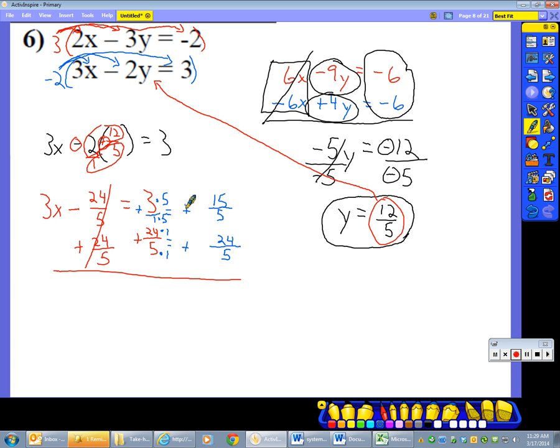Now this is easy. My signs are the same. You learned in 7th grade that if your signs are the same, you're just going to add. So I got 15 plus 24, and don't forget that your denominator stays common, stays the same, so it's still going to be a 5. 5 plus 4 is 9, and 2 plus 1 is 3, so 39 over 5. And then don't forget this guy down here, bring him down. So we have 3x equals 39 over 5.